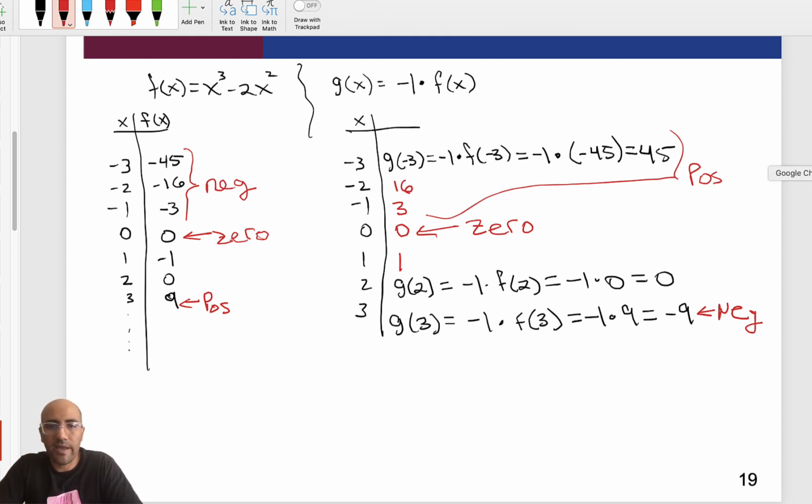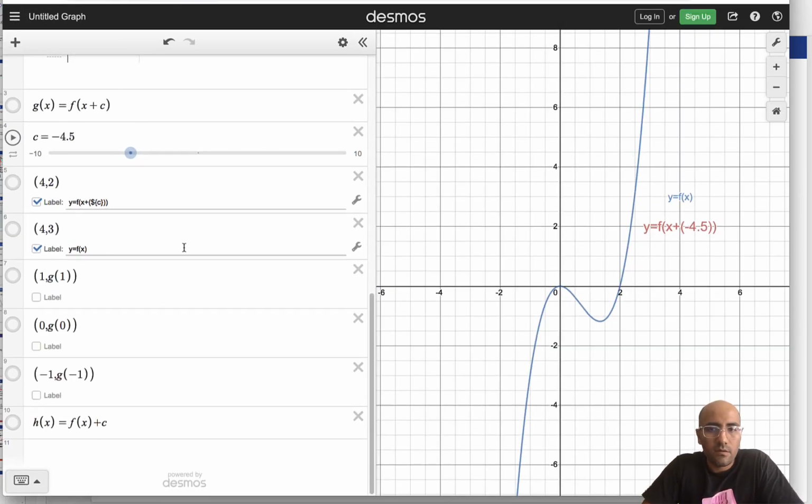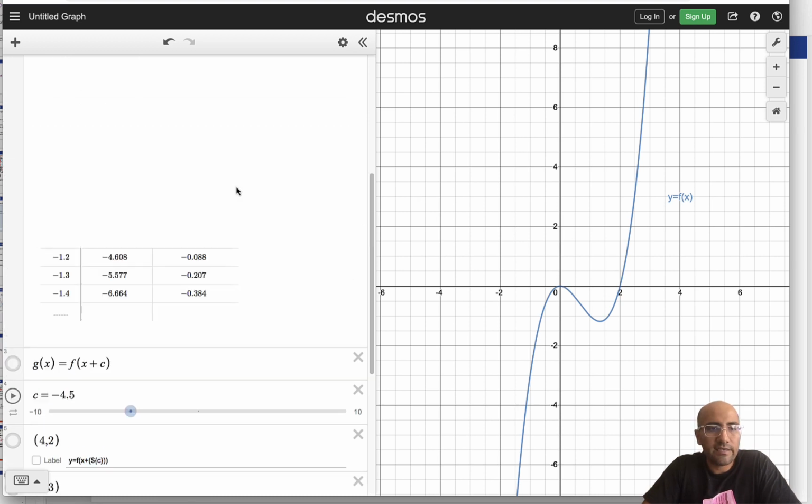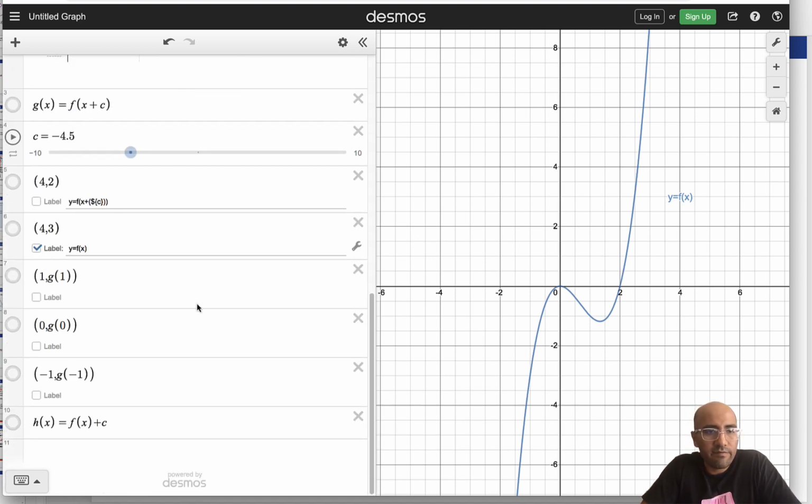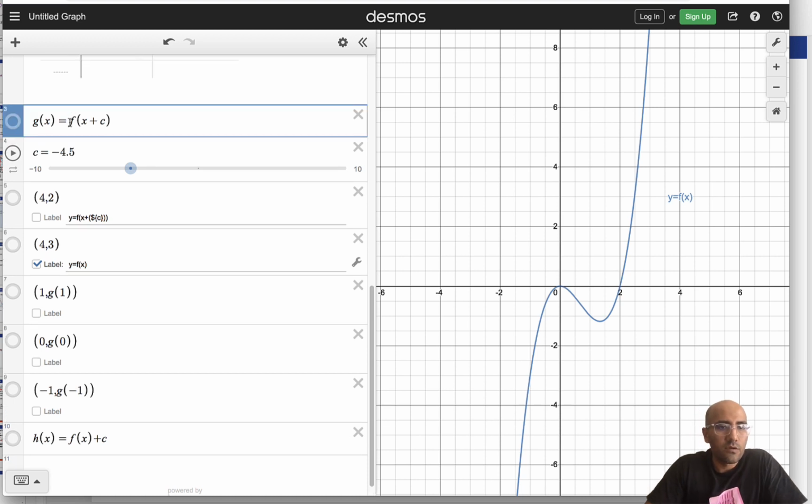Okay, so let's go back over here, back to Desmos. Okay, so we have our function f of x as defined up here. f of x equals x cubed minus 2x. So this new function, which we're going to define as g of x equals negative 1 times f of x. We established that whenever we plug in the same input to both functions, the signs of the outputs get swapped.